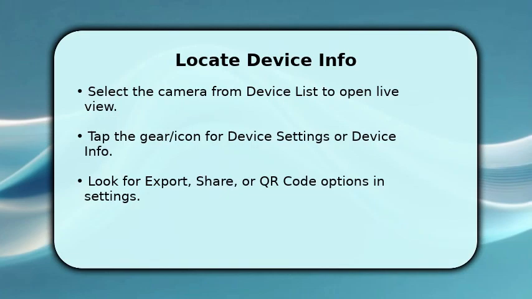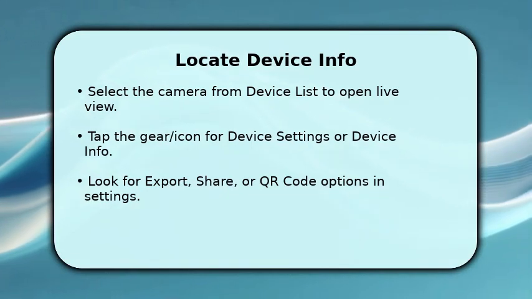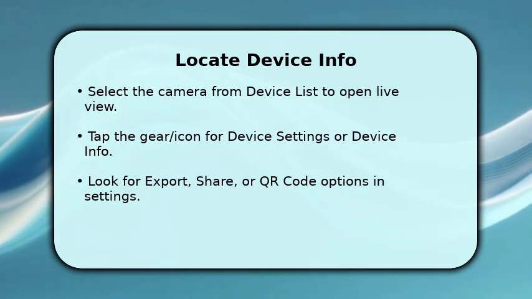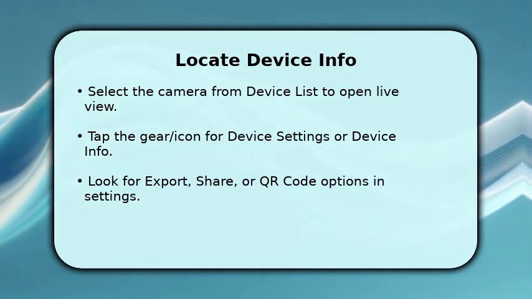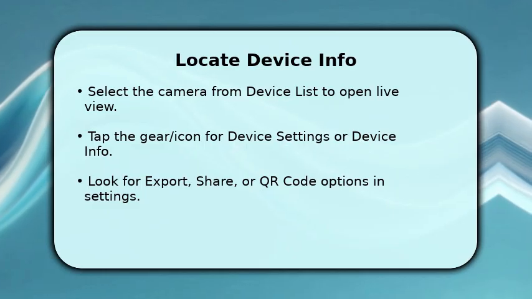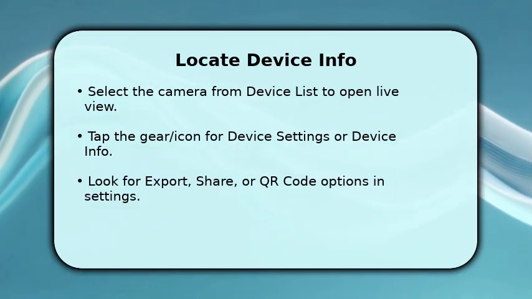Once you have the camera open in live view, tap the settings gear or the three-dot menu to reach device info. You'll see fields like model, serial/ID, and network status. Scroll to the bottom where management functions live.